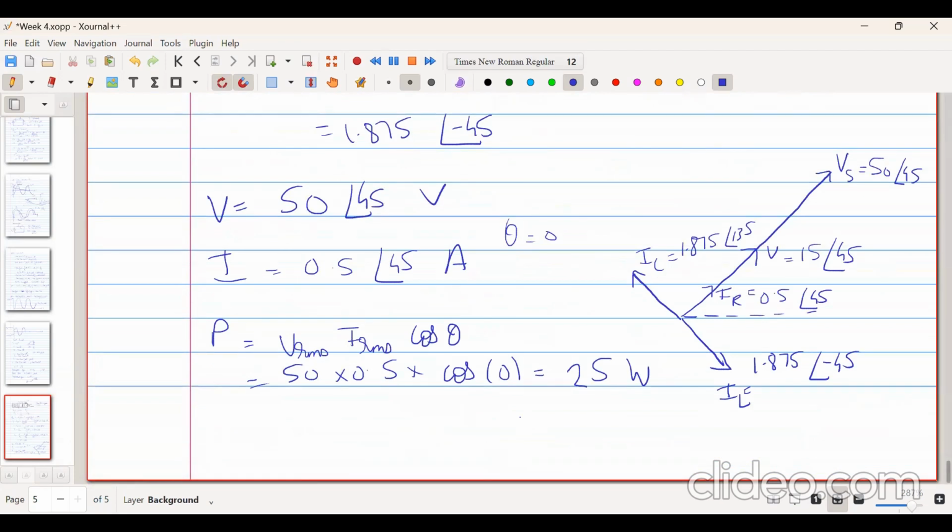Let us find the reactive power. Q is Vrms into Irms into sine theta. That will be 0. It is 0 volt ampere reactive, not watts. Volt ampere reactive. That's the way you must remember.